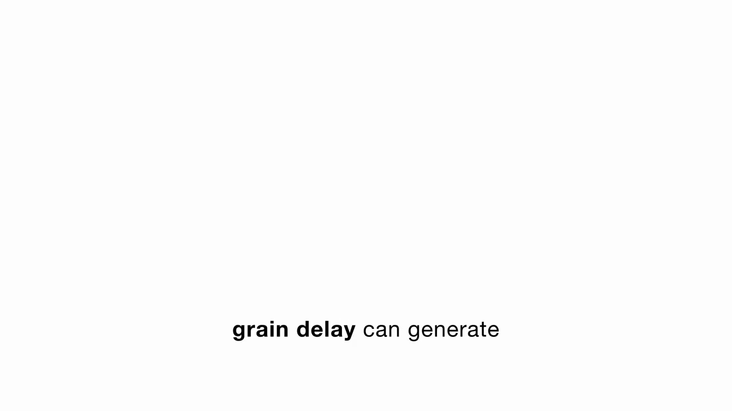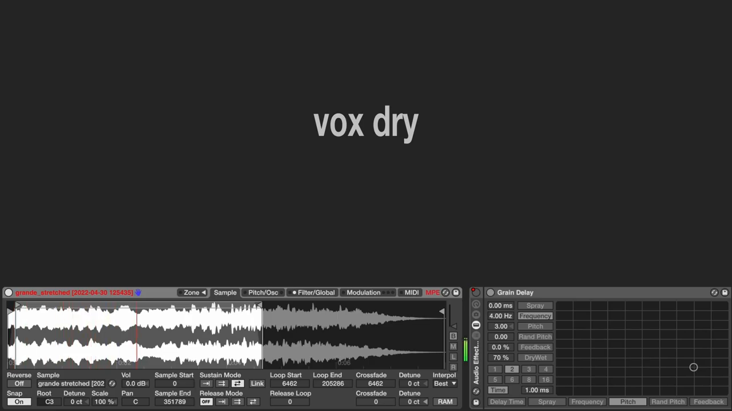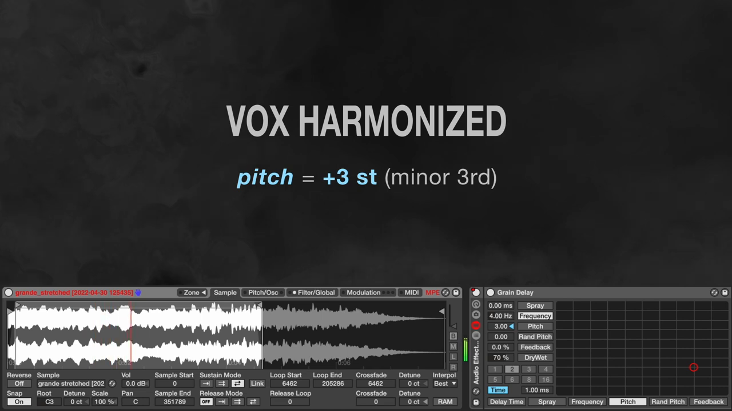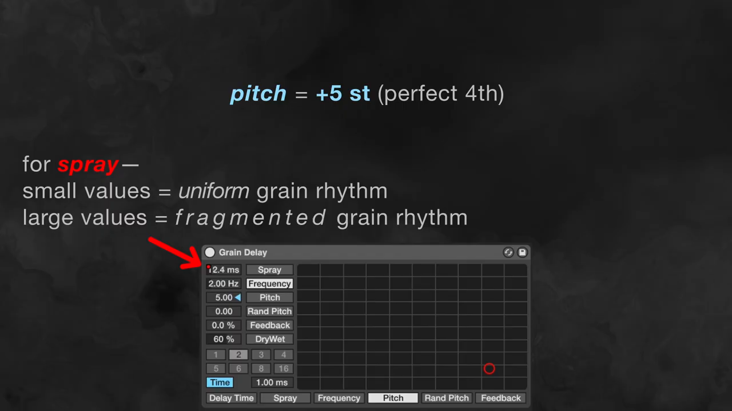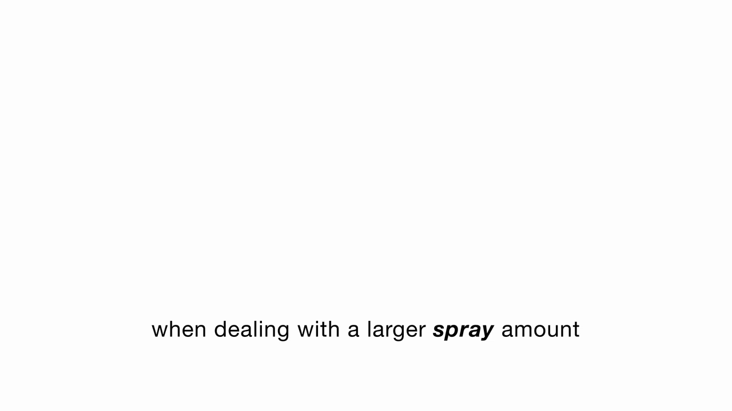With its pitch parameter, grain delay can generate harmonies for tonal or harmonic sounds. We can adjust the spray amount to preference, depending on how uniform or fragmented we want the output to be rhythmically. When dealing with larger spray amounts, we can use grain size to determine the smoothness and harmonic intelligibility of the resulting texture.